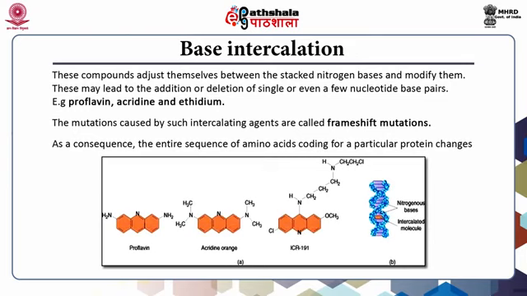And you can see the example in the bottom picture. These are the three compounds, the proflavin, the acridine orange and ICR 191, and then in the picture you can see how they are intercalating between the nitrogen bases, the yellow part. So, this is how once they are intercalated they may cause frame shift mutation.